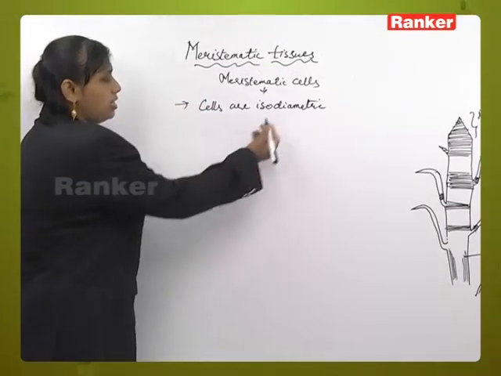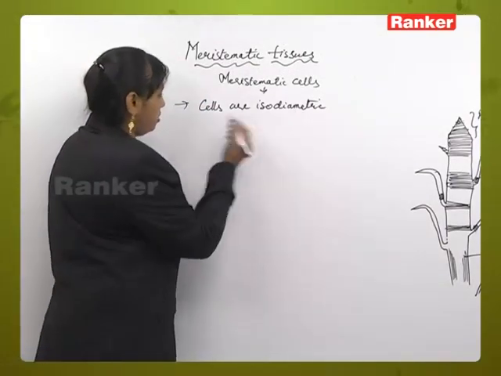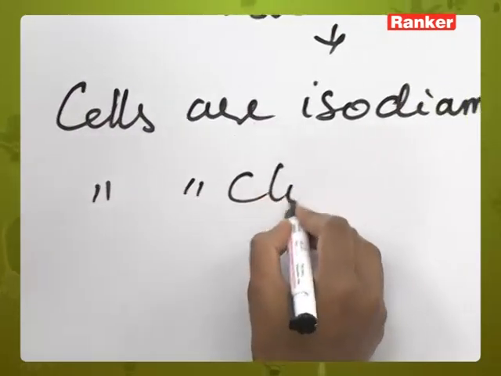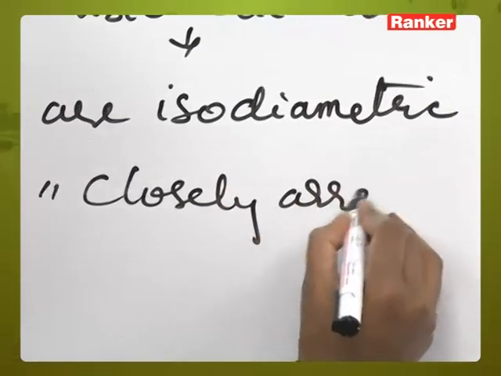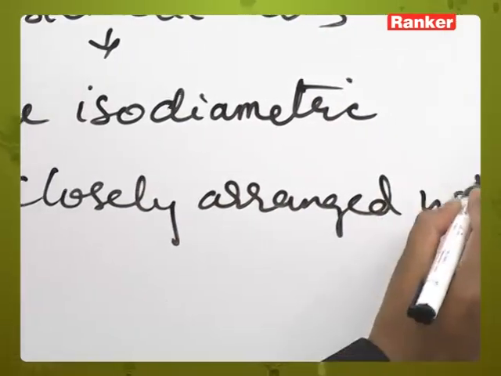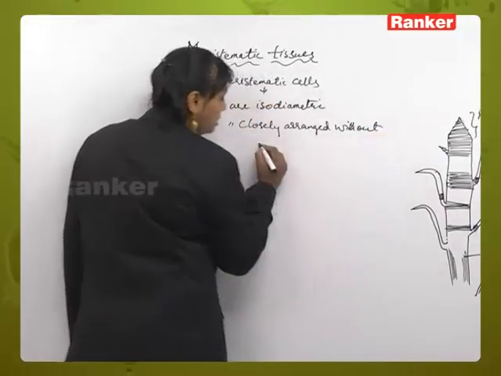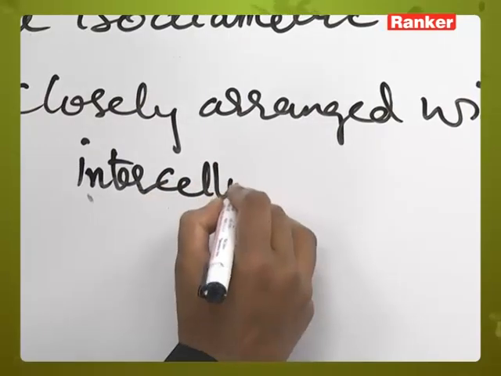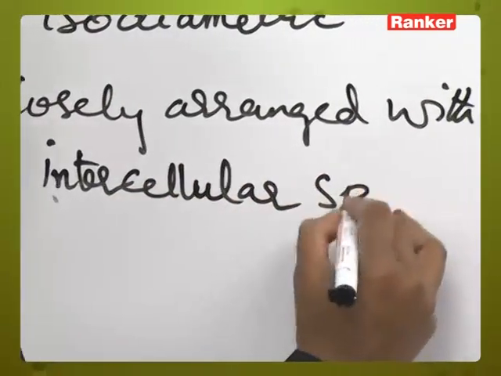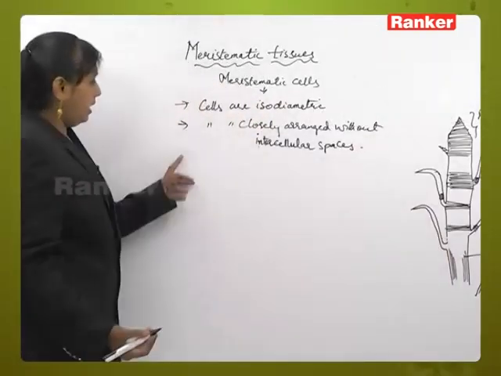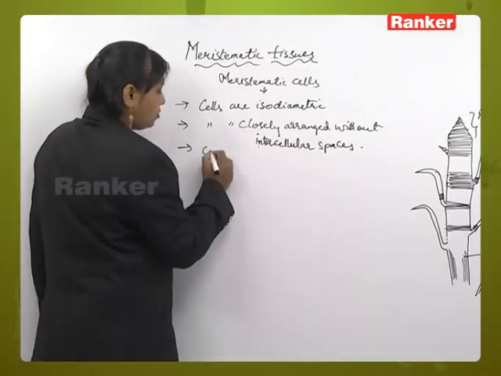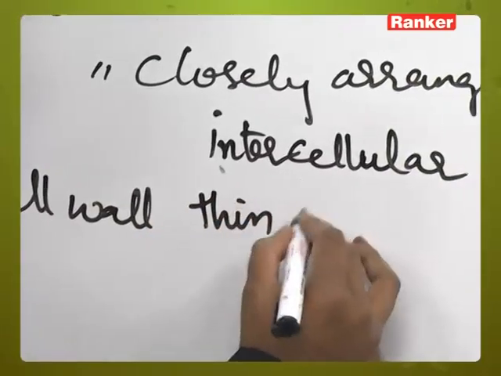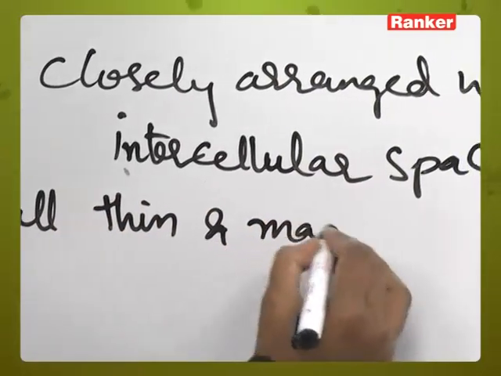And the next one is isodiametric, meaning of more or less the same diameter. Next, cells are closely arranged without intercellular spaces. What is an intercellular space? An intercellular space is a space between two cells. And here, what is the composition of the cell wall? Cell walls are made up of a thin cellulosic wall. Cell walls are thin and made up of cellulose.